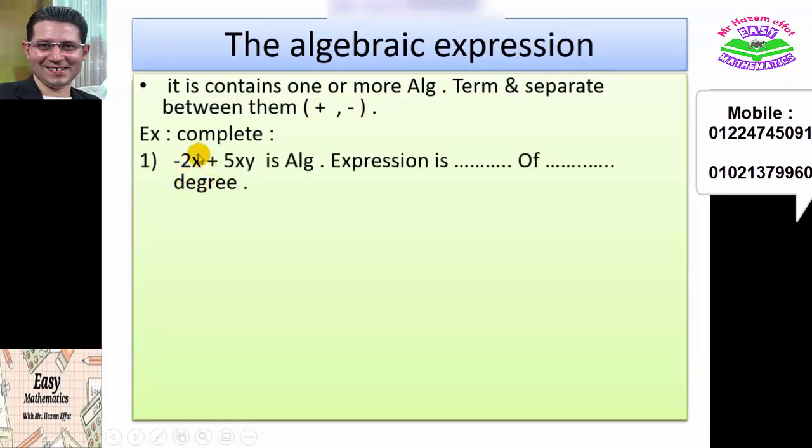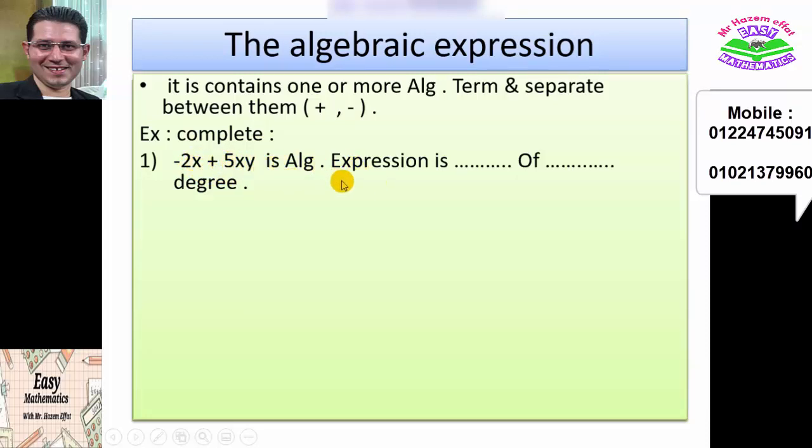Number 1, he gave me here negative 2x plus 5xy. This form is called an algebraic expression. And how many algebraic terms does it have here? Because we see here the sign plus, it's so clear it has 2 algebraic terms, negative 2x and 5xy. So it is an algebraic expression with 2 algebraic terms.